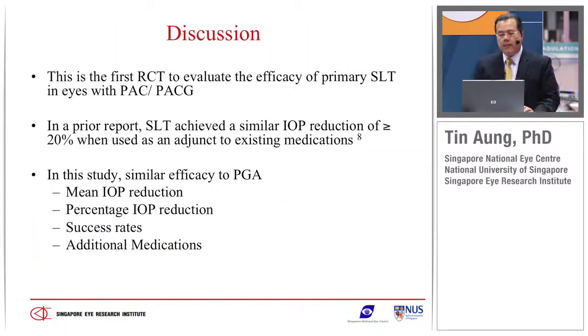So this is the first randomized controlled trial to evaluate the efficacy of SLT in patients with primary angle closure or primary angle closure glaucoma. As I mentioned earlier, in a previous study, SLT achieved a reduction of more than 20% when used as an adjunct to existing medications. In this study, there was no adjunct treatment, but it was a primary treatment. And we found similar efficacy to prostaglandin analogs in terms of mean IOP reduction, percentage IOP reduction, success rates, as well as the number of patients who required additional treatments.